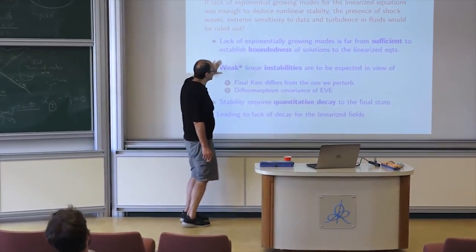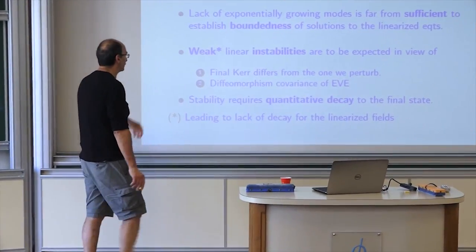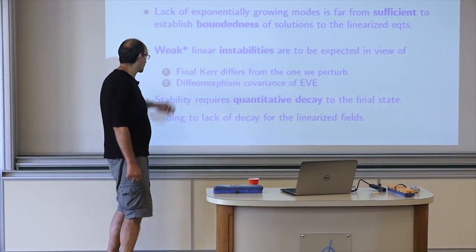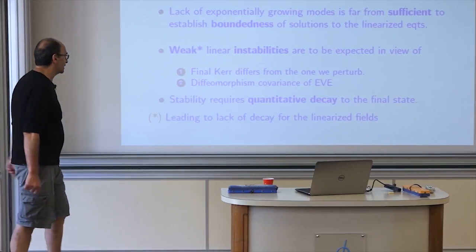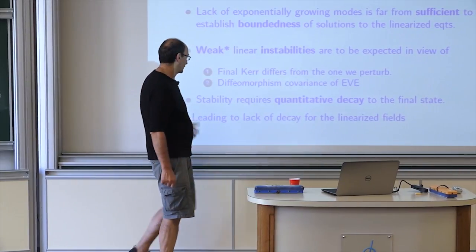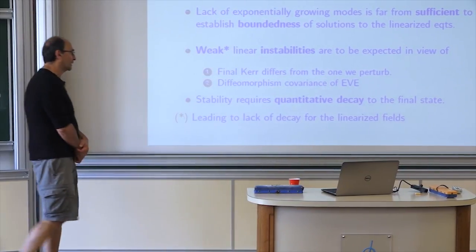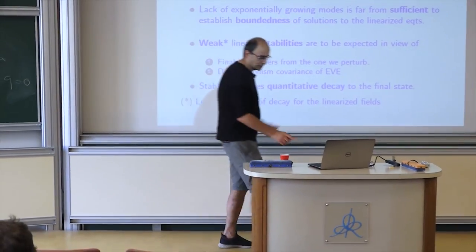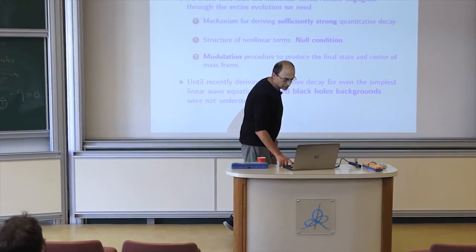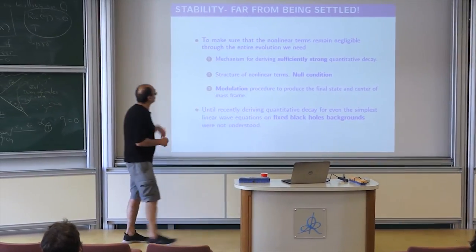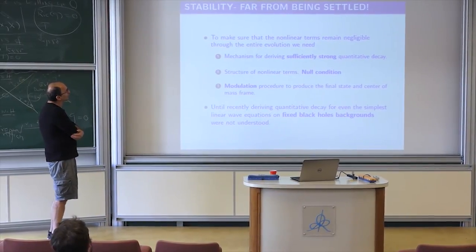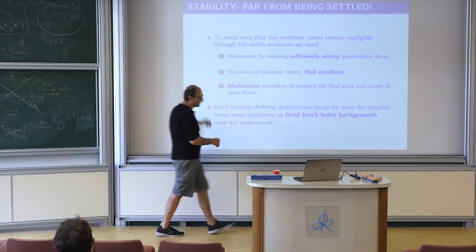So the weak linear instabilities to be expected in view of the final Kerr differ from the ones we perturb. Diffeomorphic covariance of the Einstein vacuum equations. Stability requires quantitative decay of the final state, and leads to lack of decay for the linearized field. So this is something about what we'll need to have in order to prove stability. I'll talk about this later on.